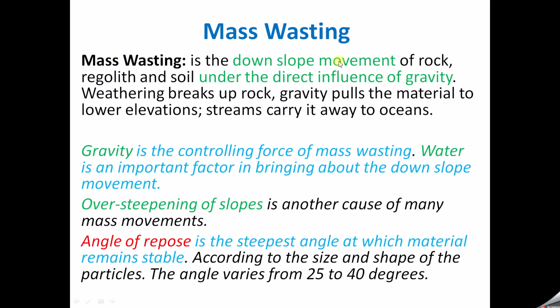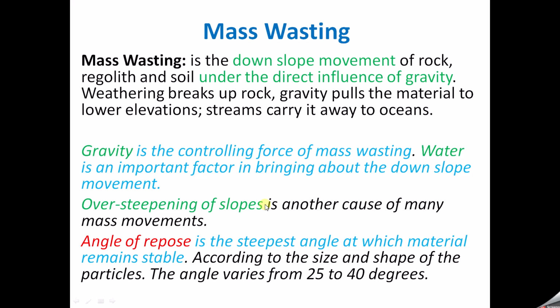Definition: mass wasting is the downslope movement of rock, regolith, and soil under the direct influence of gravity. Weathering breaks up rock, gravity pulls the material to the lower elevations, and streams carry it away to oceans. Gravity is the controlling force of mass wasting, and water is an important factor in bringing about the downslope movement.